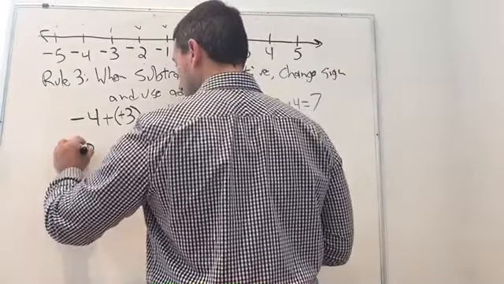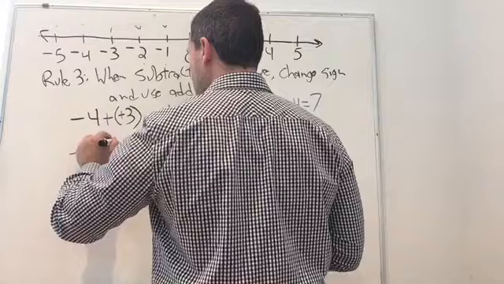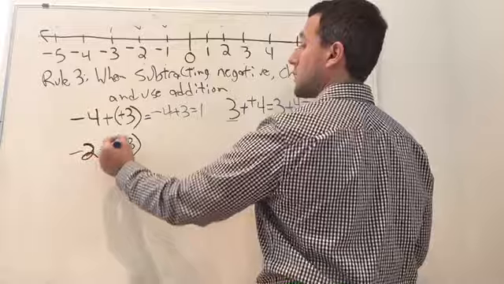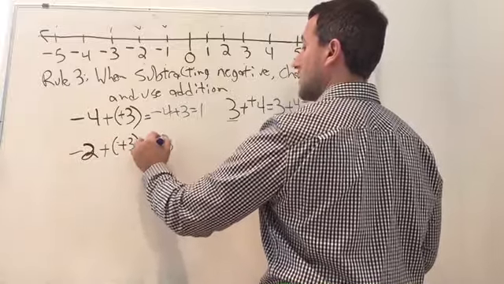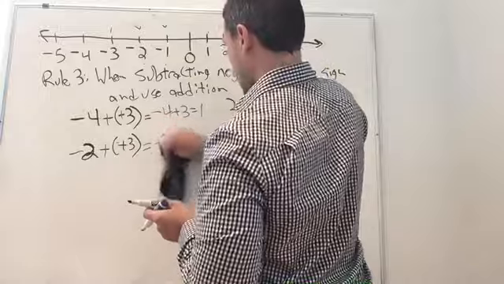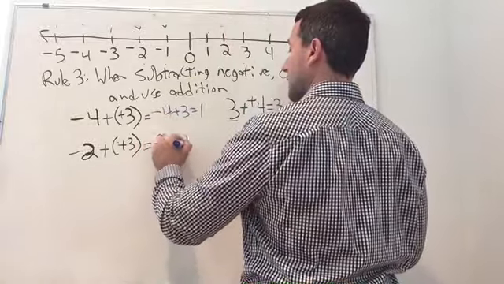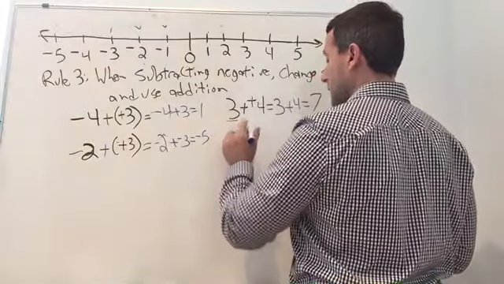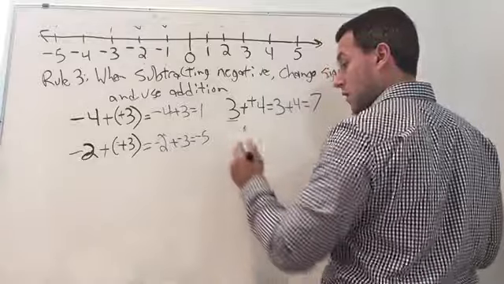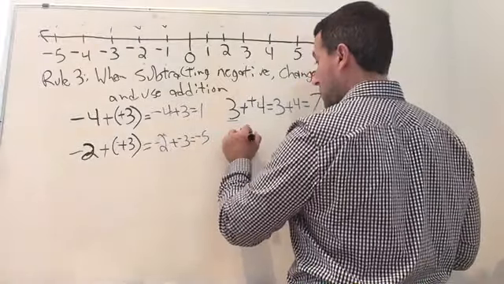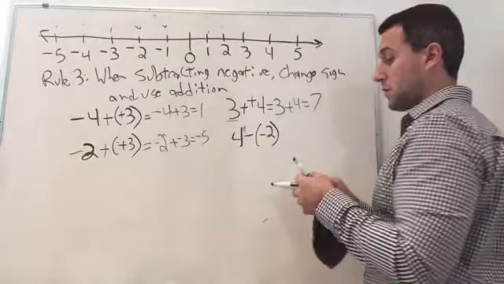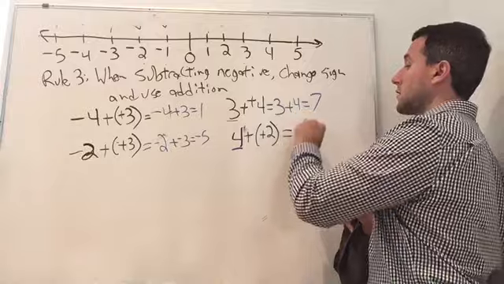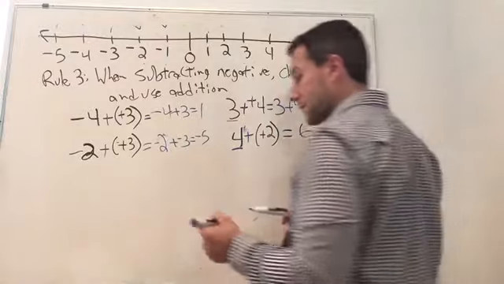Next one, negative 2 minus positive 3. So I'm going to change this to plus negative 3. So this is actually negative 2 plus negative 3, which of course is negative 5. At the bottom, we have 4 minus negative 2. Keep, change, change. So keep, change to positive, change to positive. That's really just 4 plus 2, that's 6.